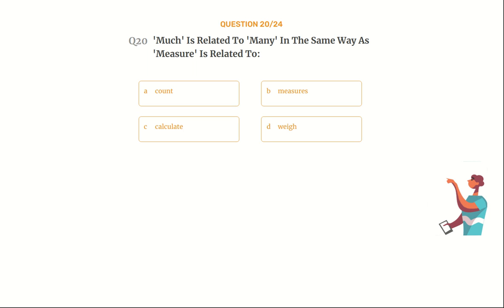Question number 20. Much is related to many in the same way as measure is related to. Option A. Count. Option B. Measures. Option C. Calculate. Option D. Weigh.